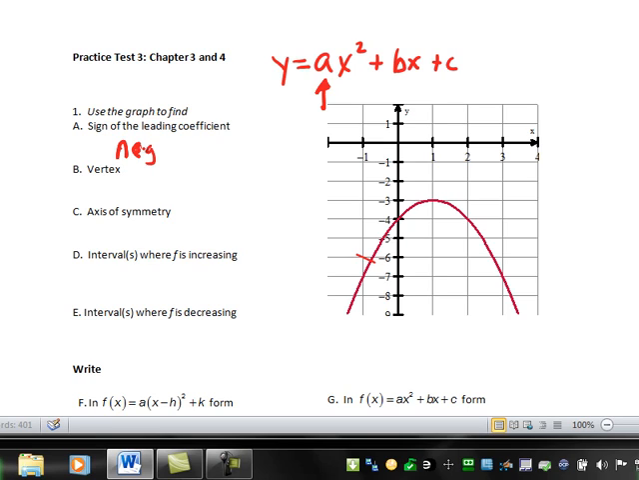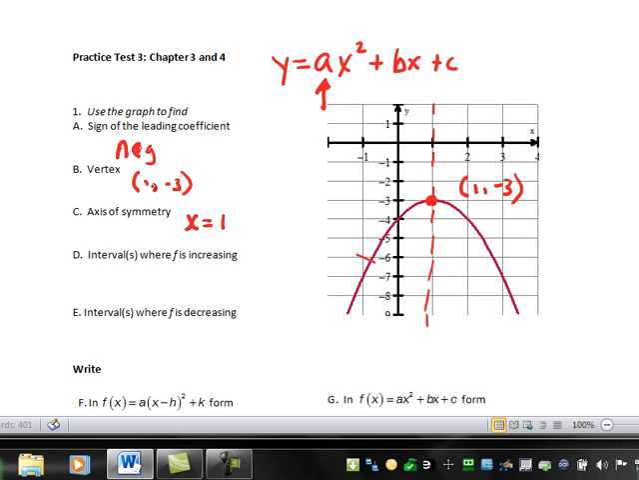The vertex. So the vertex is right here, and it is the coordinate 1, comma, negative 3, right? x, comma, y. 1, comma, negative 3. Axis of symmetry. Again, we have some symmetry going on here. That is, I could put a mirror right here on this, and it would reflect perfectly on the other side. And so axis of symmetry is going to be x equals 1. It's always x equals whatever that x coordinate is when the parabola opens up or down.